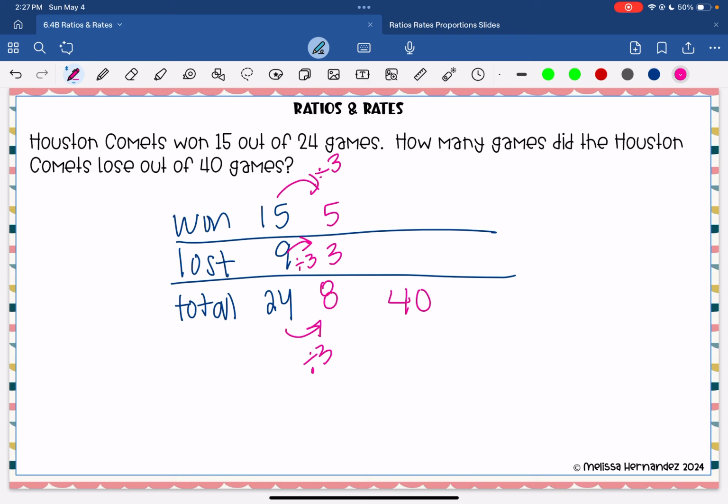Now this is easier to manage. I can see a direct relationship from 8 to 40. I scale that by 5. I'm going to scale 3 by 5, and then I'm also going to scale 5 by 5. So that gives me 25 games that they won, 15 they lost out of 40. So it's asking how many did they lose? Well, that would give me 15 losses.